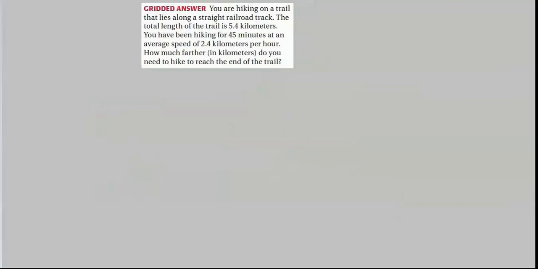And here's one that uses some of the things you've already learned. Now you're hiking on a trail that lies along a straight railroad track. That's important because if you know it's a straight line, that helps. The total length of the trail is 5.4 kilometers. So let's sort of draw the trail here. There we go. And that's 5.4 kilometers.